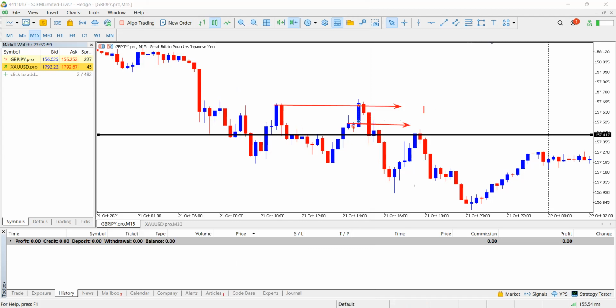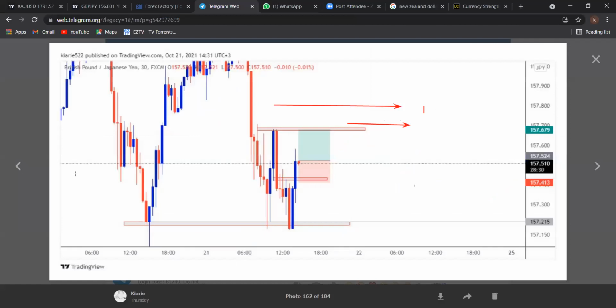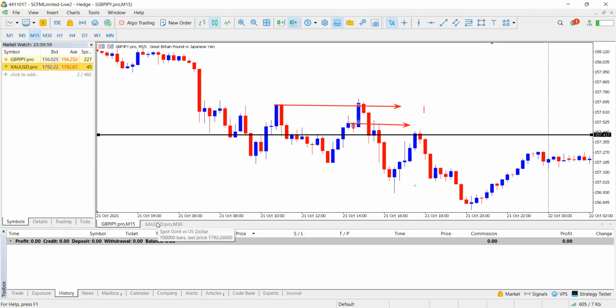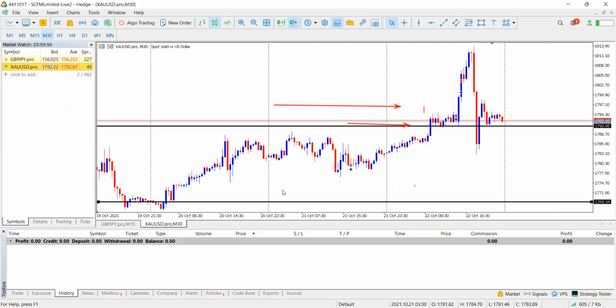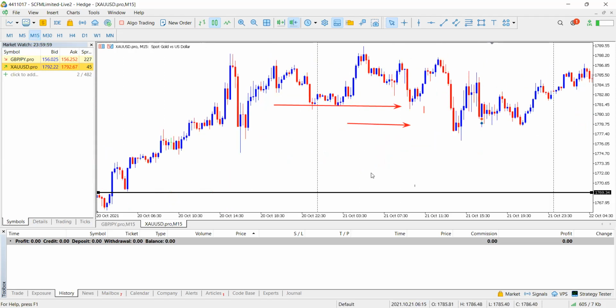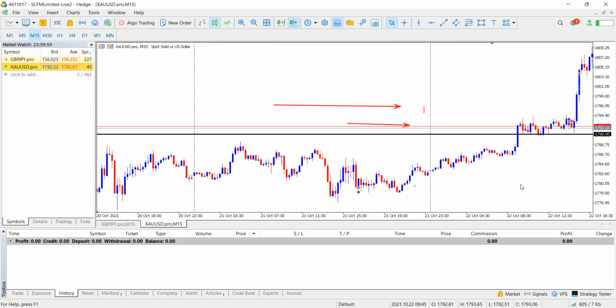Haya, from hapo wacha tuende tuone hiyo analysis ya gold. Hiyo gold. By the way, after hapa mileji nataka to hold tutakuwa na ka zoom session, sawa? Tutakuwa na zoom session ya simulation session, I mean. Sawa?